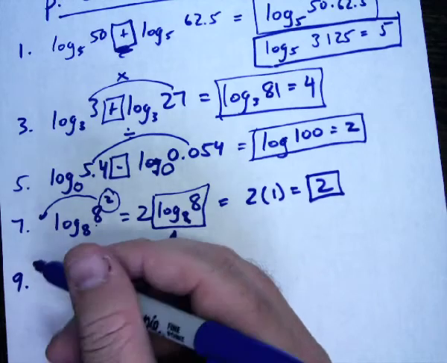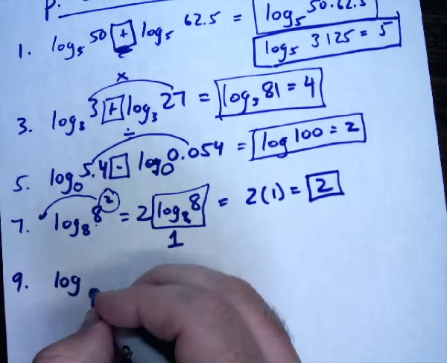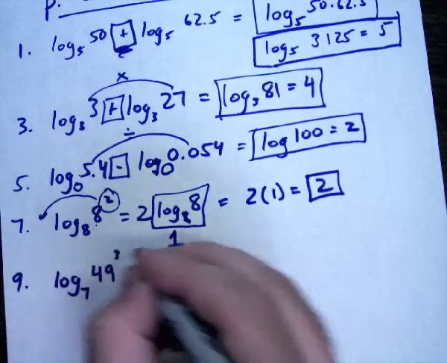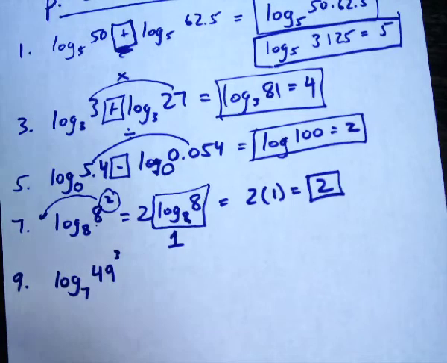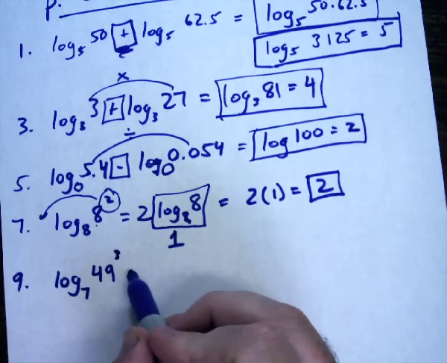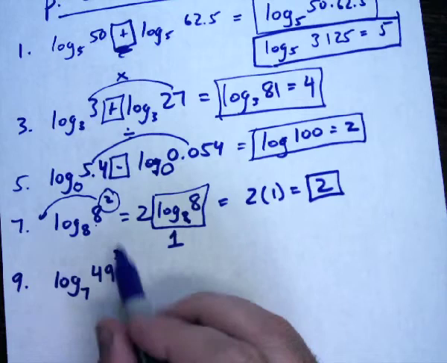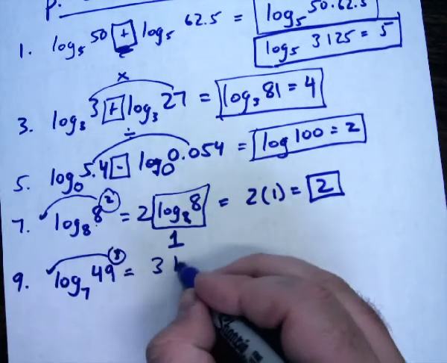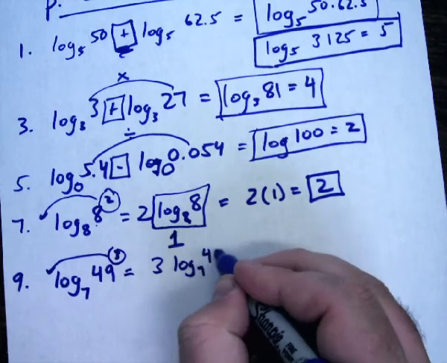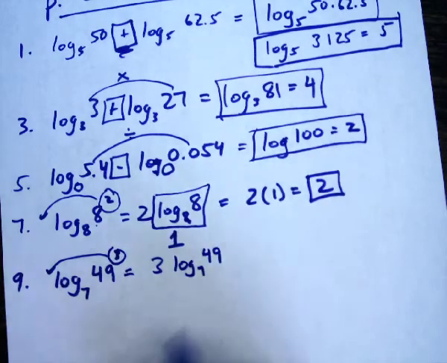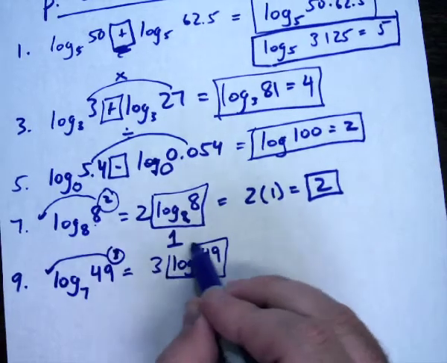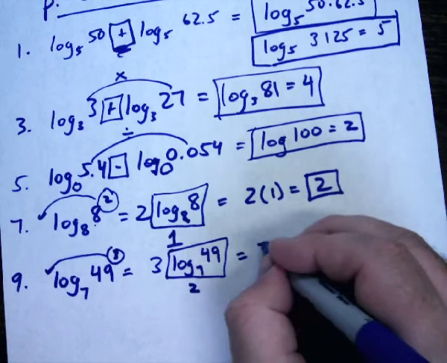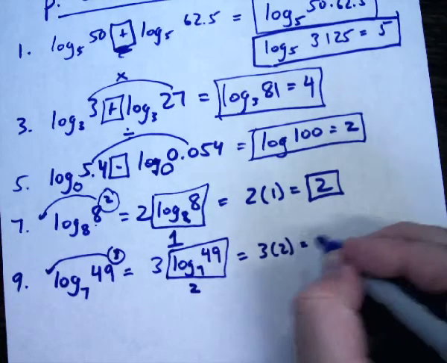Number 9 is log base 7 of 49 cubed. I don't know what 49 cubed is, and I don't want to know. So once again, I'm going to use my power property. I'm going to move this out here. So I get 3 log base 7 of 49. And I know that 7 to what power is 49? It's 2. So this equals 3 times 2, which is 6.